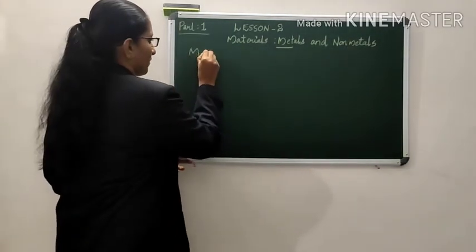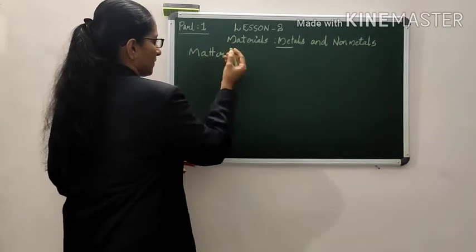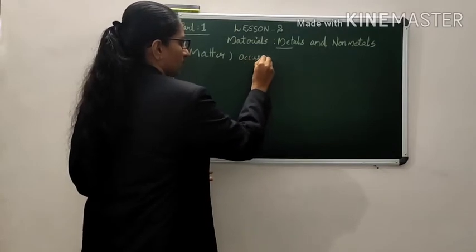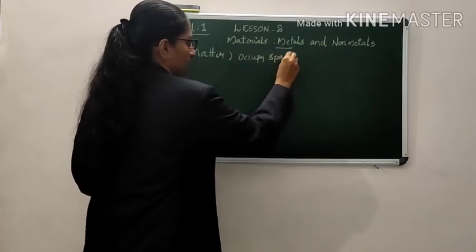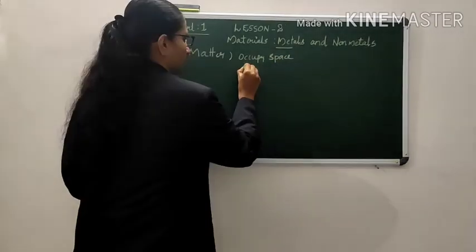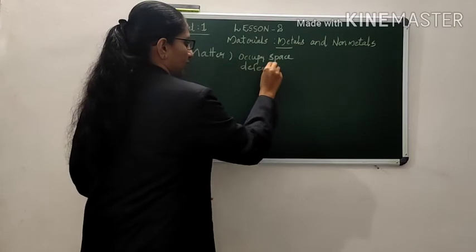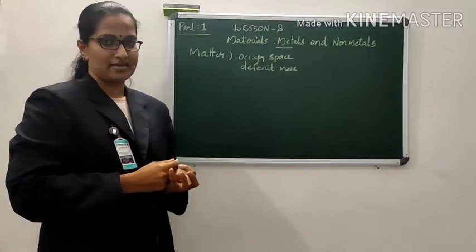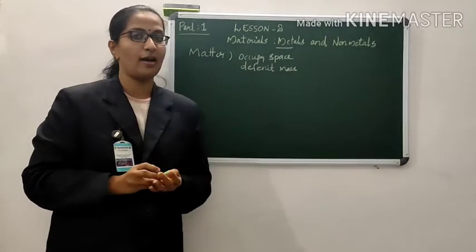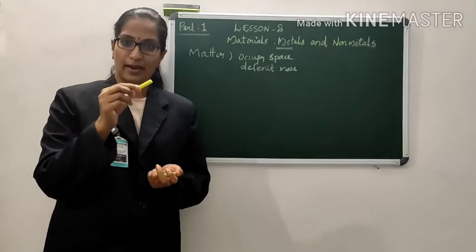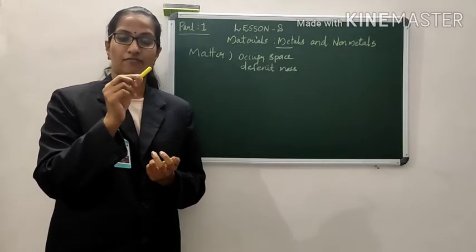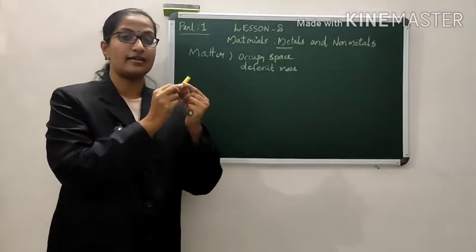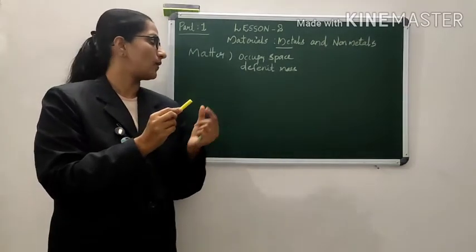Matter means anything that can occupy space and have a definite mass is known as matter. Okay, this is the exact definition of matter. This chalk piece is a matter because this chalk piece needs a space to occupy, as well as this chalk piece has a definite mass. Okay, that is why it is known as a matter.